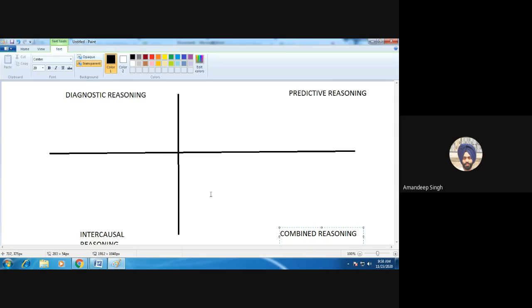Fine. So in Bayesian networks we have these different categories of reasoning, and what can be the query variables, what are the different variables which are there in these different reasoning sections. We will be basically seeing that. Fine.